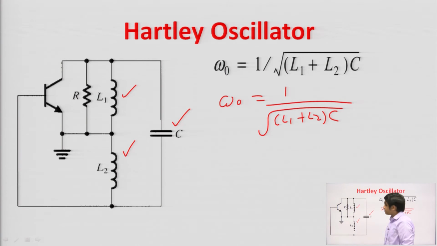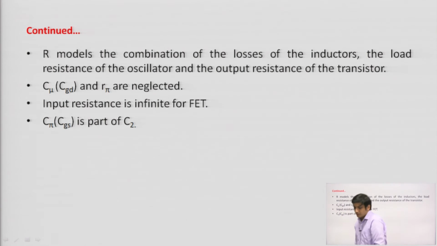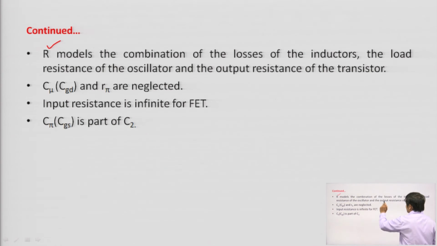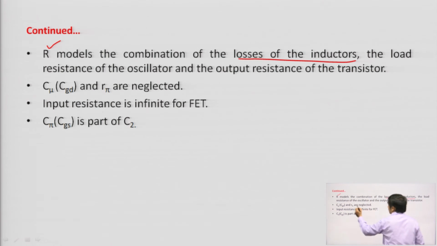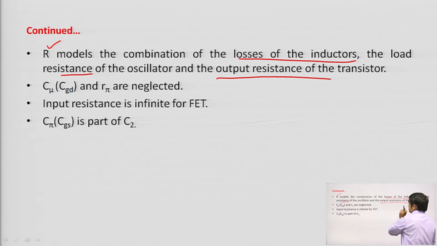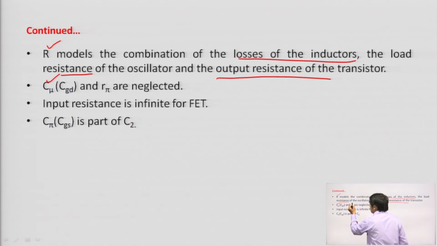Now, we can derive the expression of the frequency of oscillations for the Colpitts and Hartley oscillators. Once we understand the calculation for Colpitts, we can easily derive it for Hartley. To derive it, we will draw the equivalent circuit. Before that, note that the resistor R connected in the circuit models the combination of the losses of the inductor, the load resistance of the oscillator and the output resistance of the transistor. That is why we have connected that resistor. In the equivalent circuit we are going to neglect C mu and R pi.